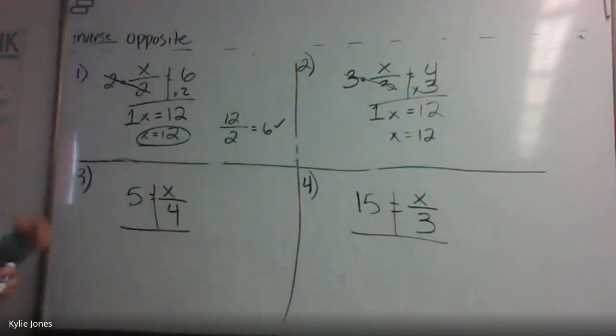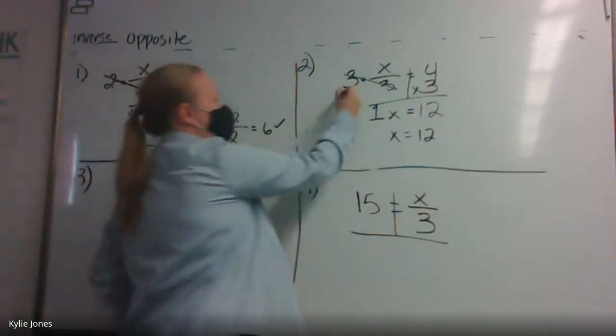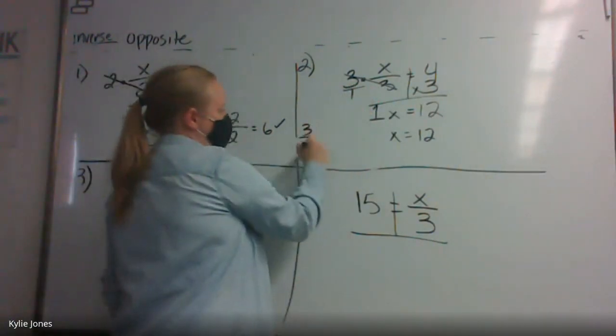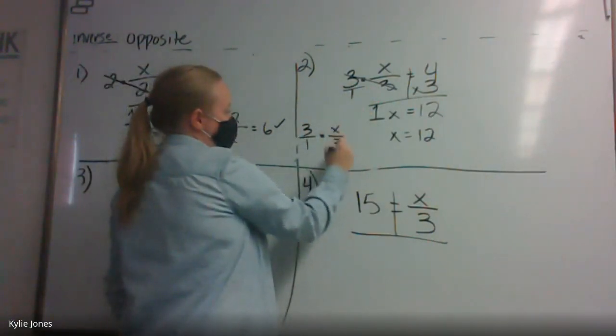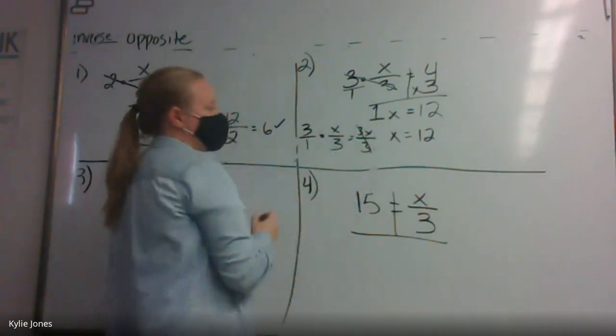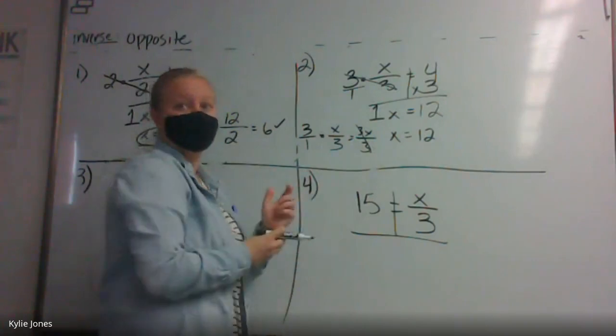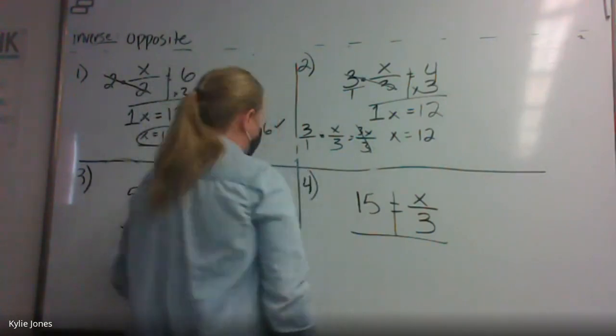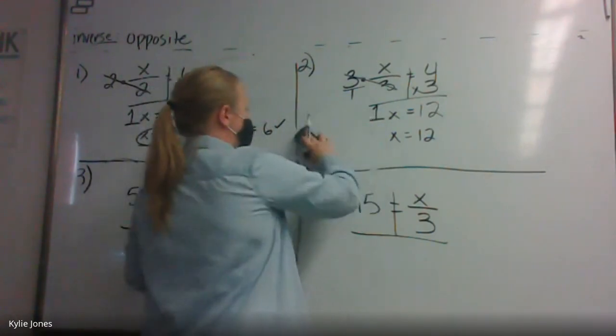Okay? Because you're multiplying by 3 over 1. So it's like 3 over 1 times x over 3. So you get 3x over 3. The 3's will cancel. And you're just left with x. Yeah. Oh, okay. Yeah, 1x.